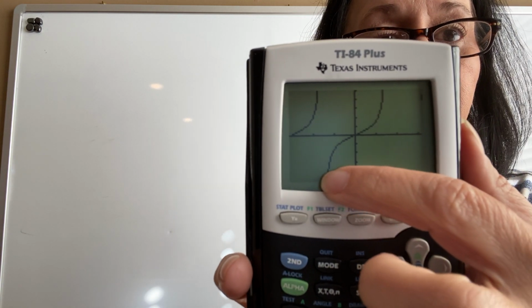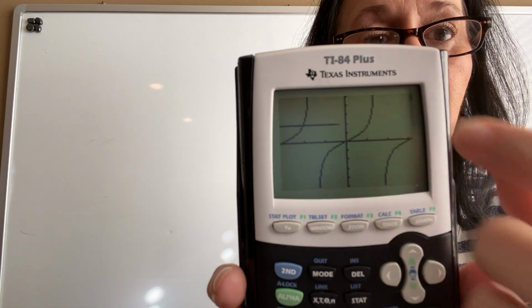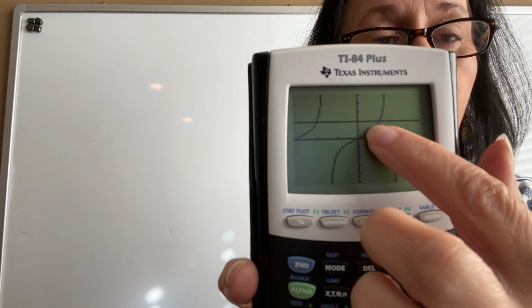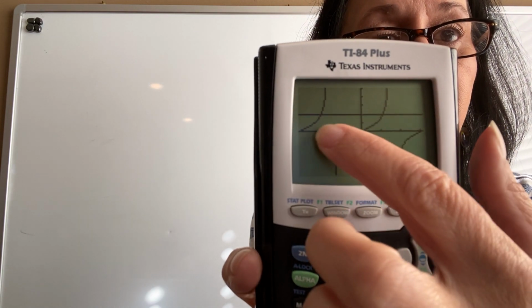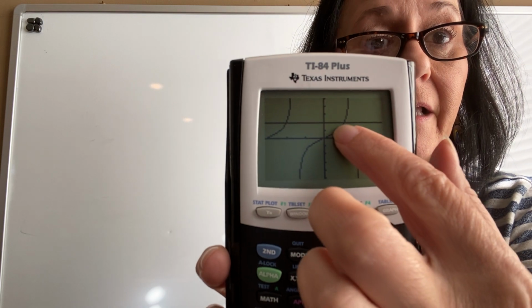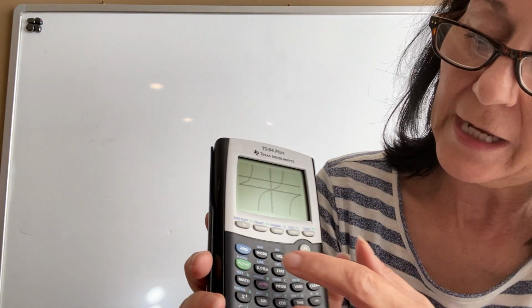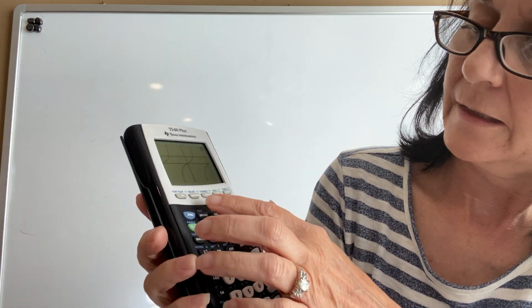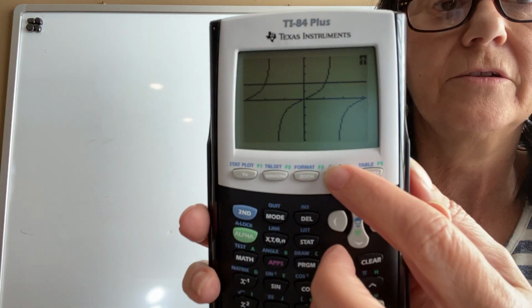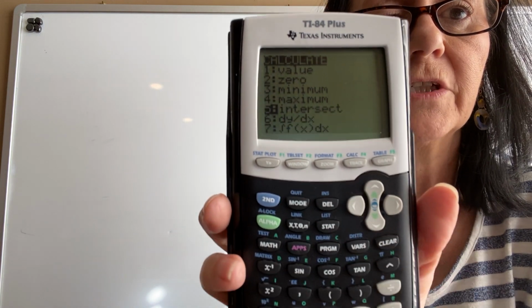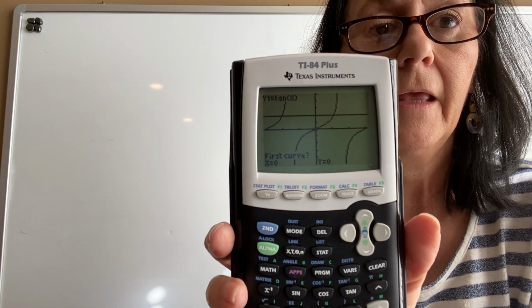See, right here. Here's that one cycle. And then here is y equals 2. Here's that one point that I want to find. This one is going to be pi away from this point of intersection. So you do second, trace, which is right here, trace, and we're going to do the intersect, which is 5, and hit enter.